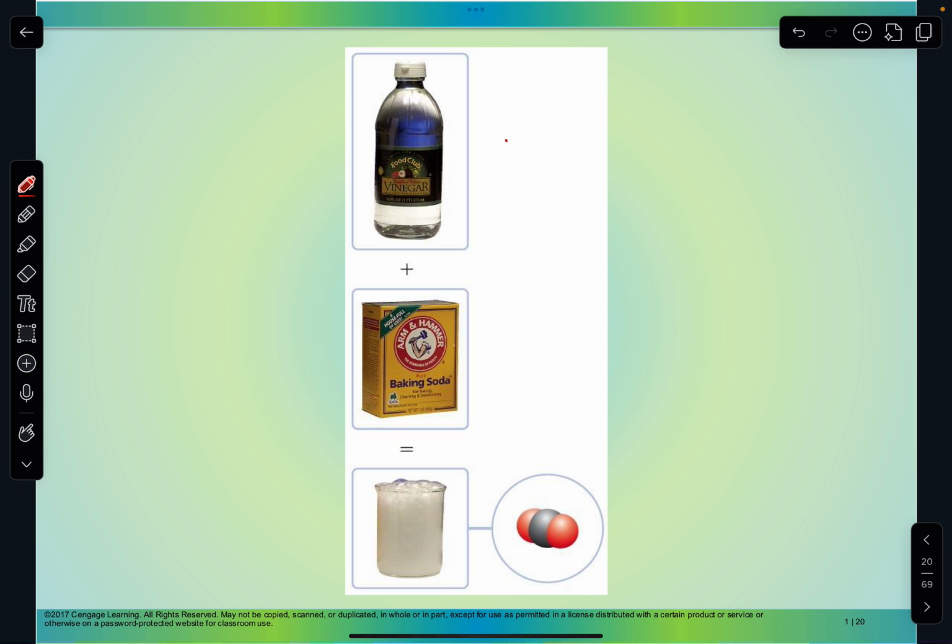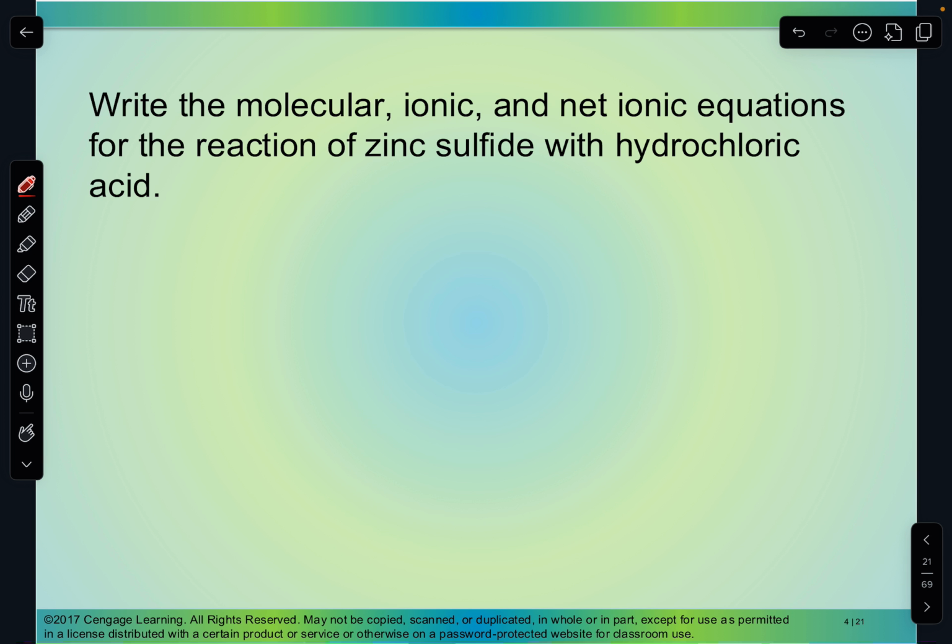Vinegar is acetic acid, CH3COOH, and baking soda is NaHCO3. And when you react them together, you get a whole bunch of bubbles. Gas evolution. It's called gas evolution. And you get out CO2 from the reaction. Okay, give this a shot, and then I will be back to help.